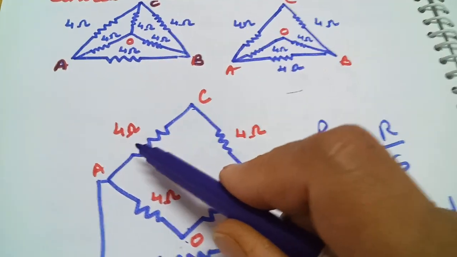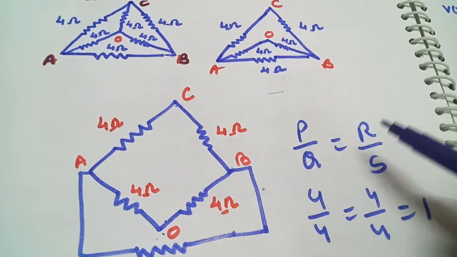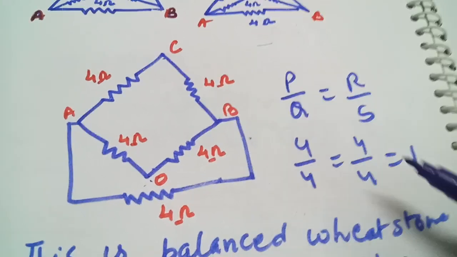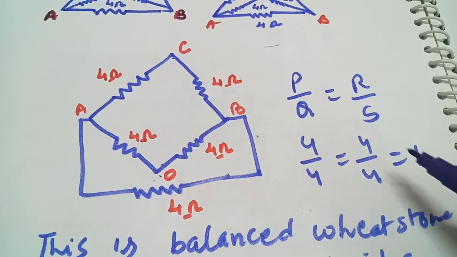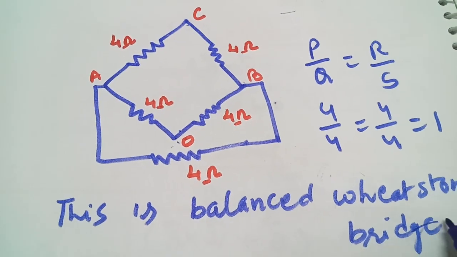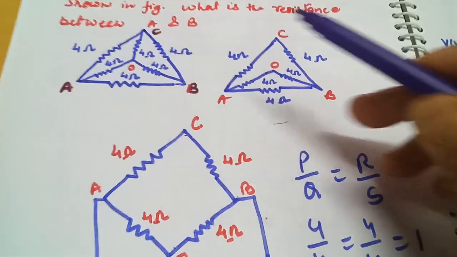Okay, now see, here 4 ohm, here 4 ohm, here 4 ohm and 4 ohm. So P by Q is equal to R by S. This is the condition of the balanced Wheatstone bridge. So you have got the equal ratio. If you have got the equal ratio in this manner, this is the balanced Wheatstone bridge. So if this is a balanced Wheatstone bridge, now look at this.